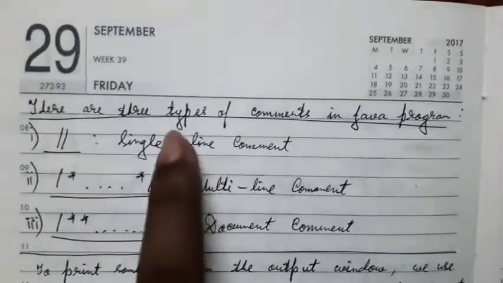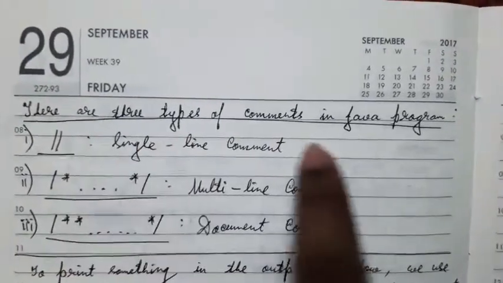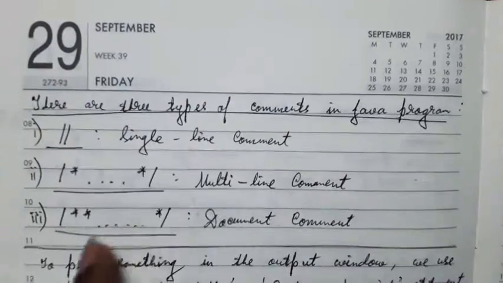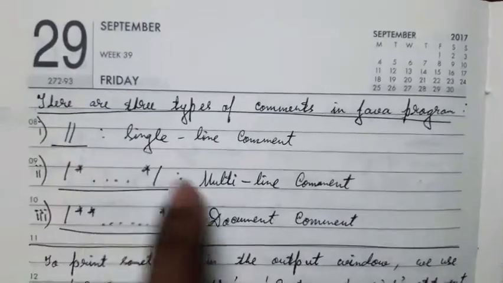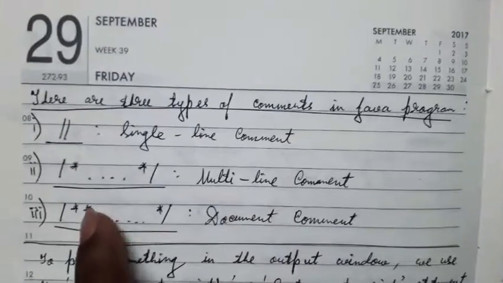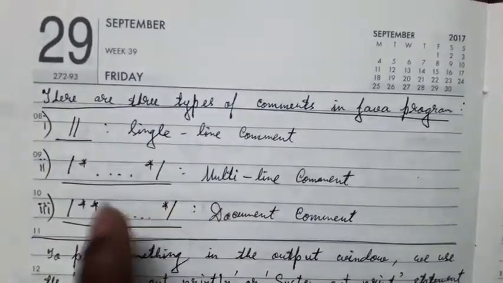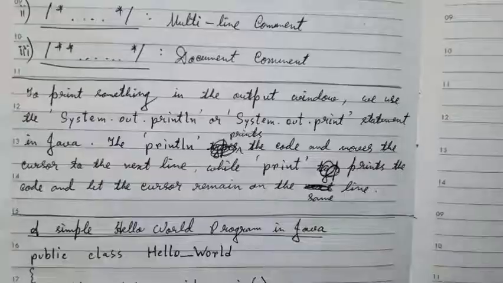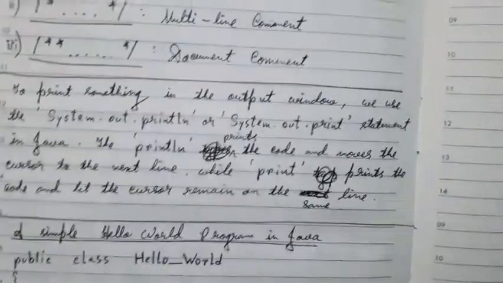This is a single line comment, which uses only a single line. This is a multi-line comment, where you can use multiple lines for the comment. And this is a document comment, almost the same as a multi-line comment. There are certain things which you need to know.